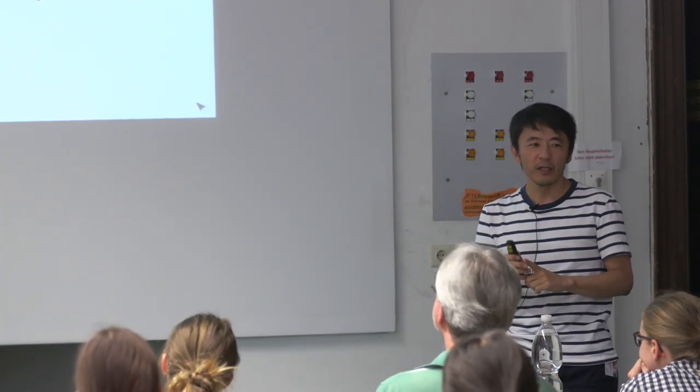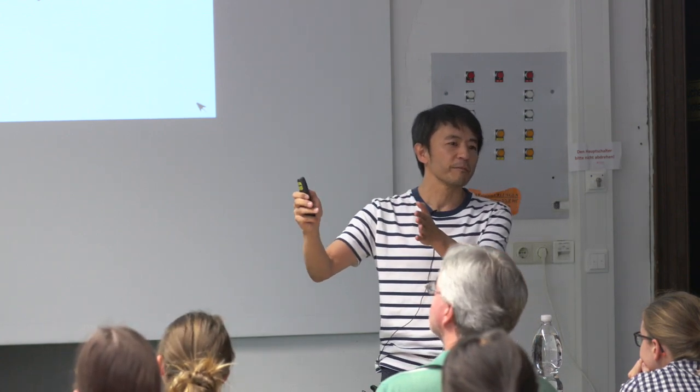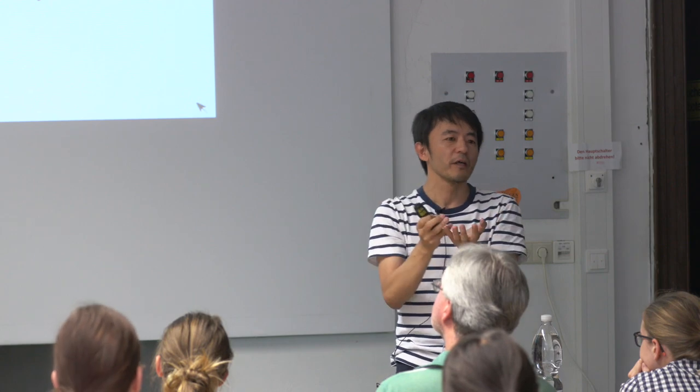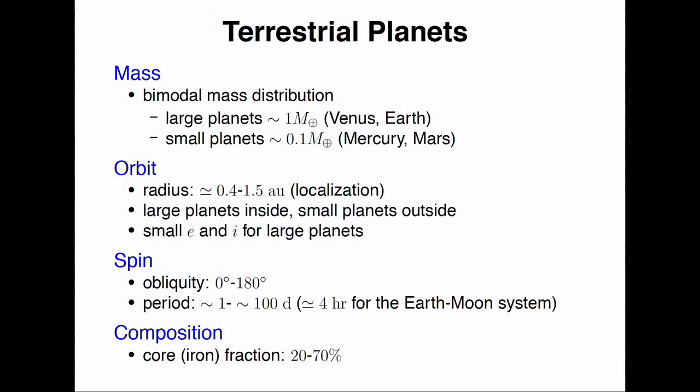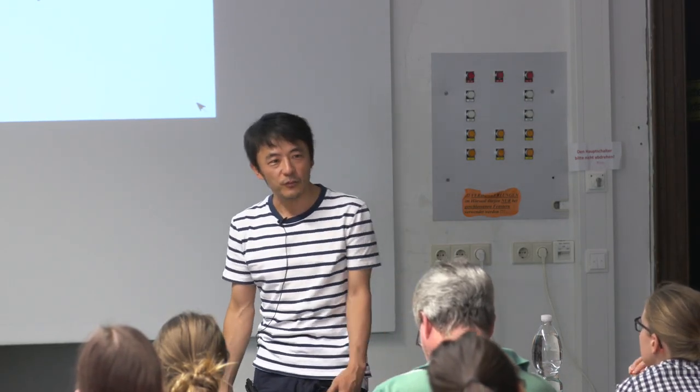But please note the effective spin period of the Earth-Moon system. If the angular momentum of the Earth-Moon system is just added to one Earth, then the Earth spin may have a period of 4 hours. It's a very fast spin. So the Earth-Moon system has relatively large angular momentum, corresponding to this 4 hour spin period. And compositions are also different, especially Mercury is different from the others. So these are important properties of terrestrial planets.